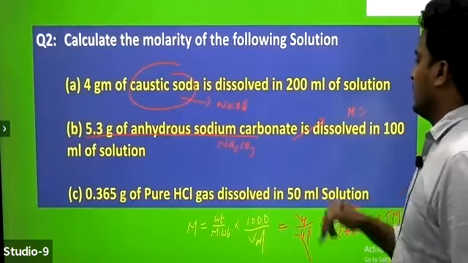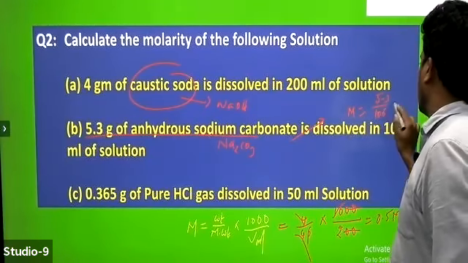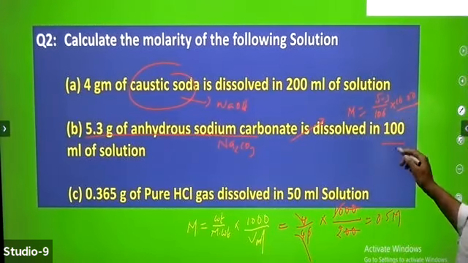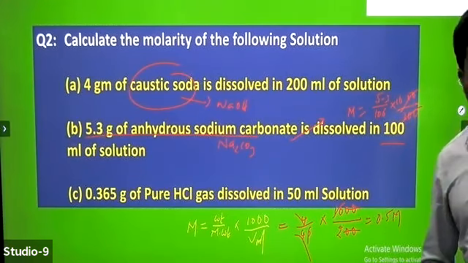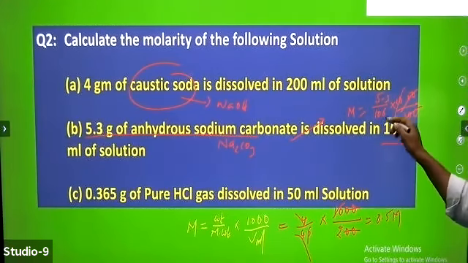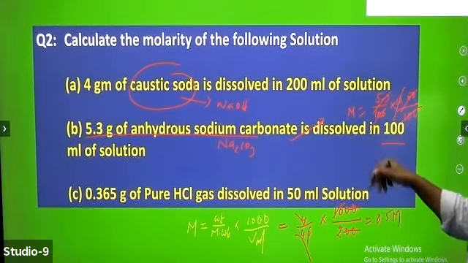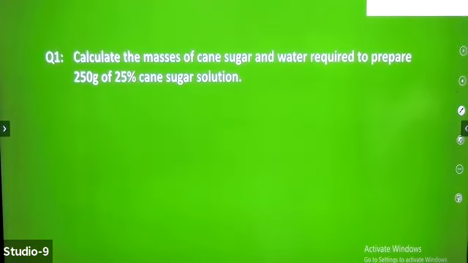Molarity equal to what about weight? 5.3 by 106 into 1000 by how many ml? 100. Again two zeros, two zeros. 10.6. 5.3 divided by 10.6, 1 by 2. 0.5.